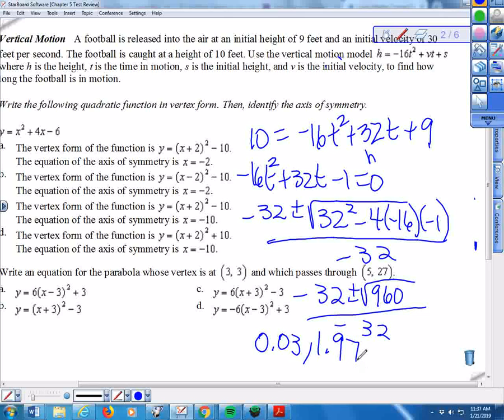The first time it happens 3/10 of a second after I released it, which makes sense. It was on the way up. The second time it happened when it was caught, which was almost 2 seconds after I released it. Okay, and how long is the football in motion? 1.97 seconds.